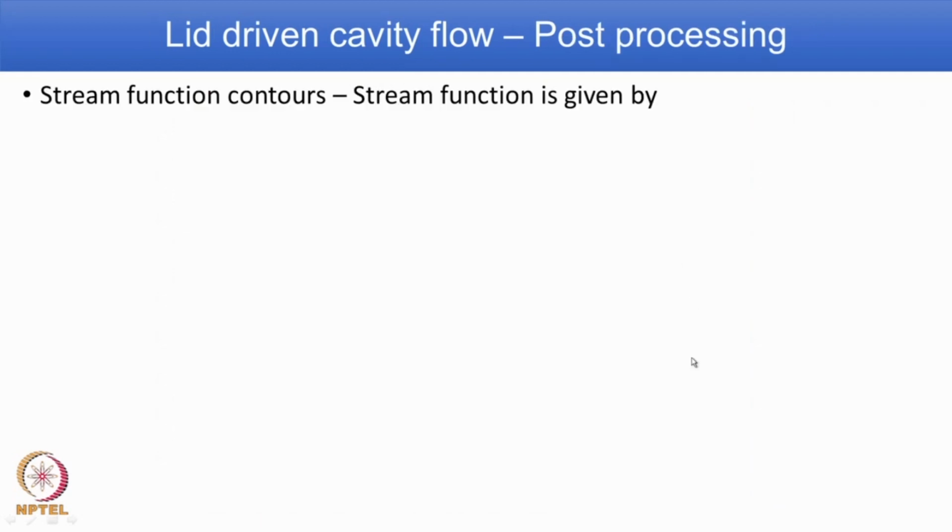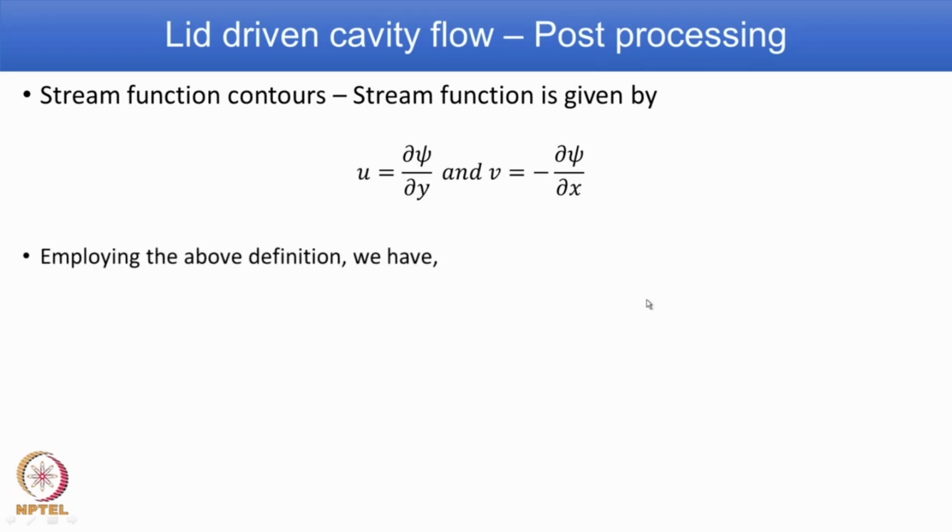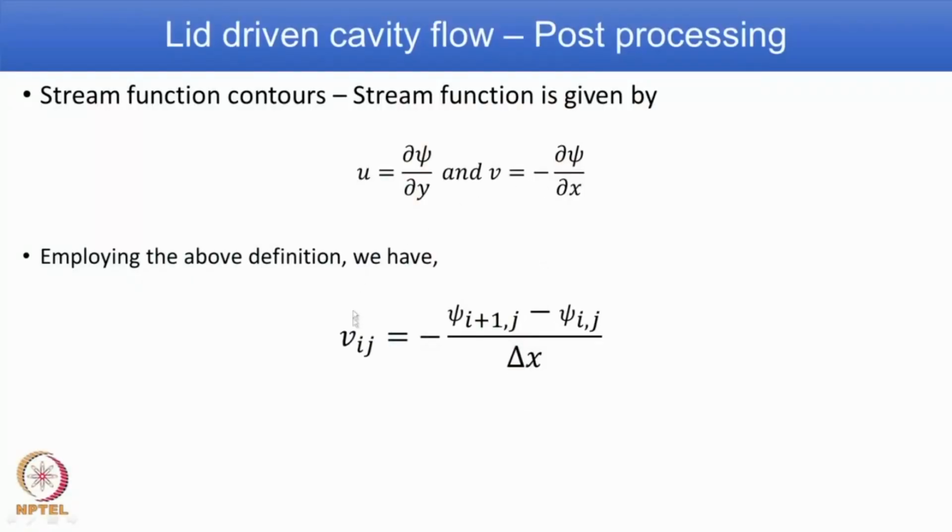Next is a stream function contour. We know the definition of stream function relating to velocity. So, u equal to dou psi by dou y and v equal to minus dou psi by dou x. You employ the above definition. To get stream function relating to velocity, you can take any velocity. For now we take v velocity. So, v I comma j equal to minus psi I plus 1 comma j minus psi at I comma j by delta x. Please remember, streamlines are contours of constant stream function, and what we have done here is a discretized form of this particular equation.